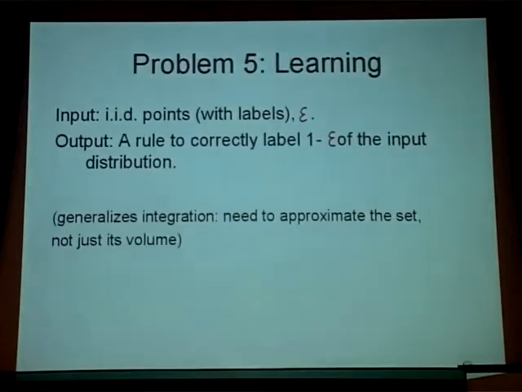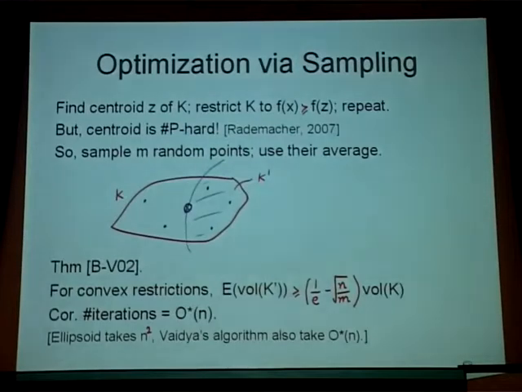Okay, so now I'm going to launch into a few algorithms and reductions to see why these problems are tractable in the convex setting. So optimization. Here's a very simple algorithm for optimization. You have a convex body K, and you have a function f that you're trying to maximize, say. So you find the centroid, the average of all the points under the uniform distribution.